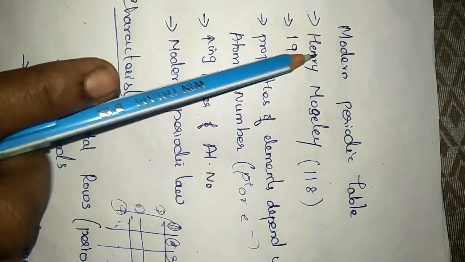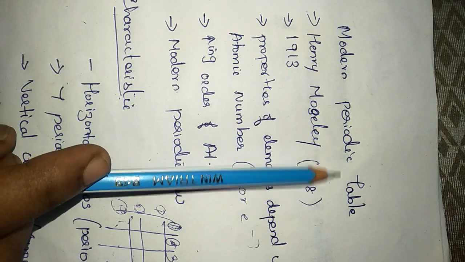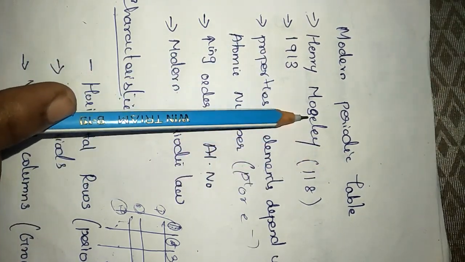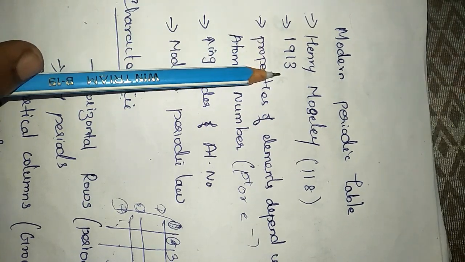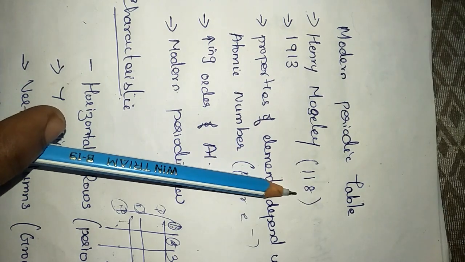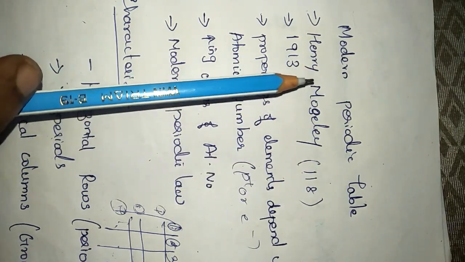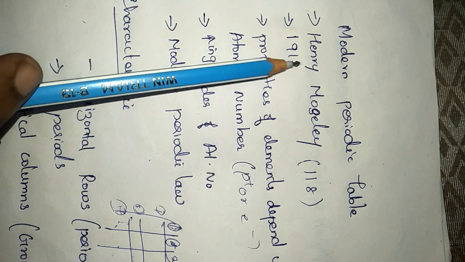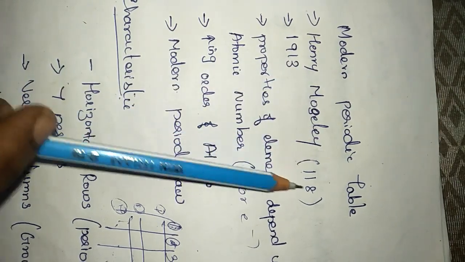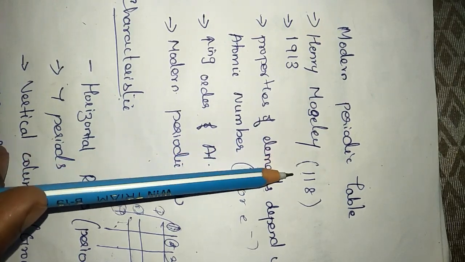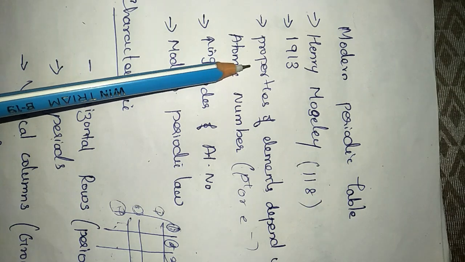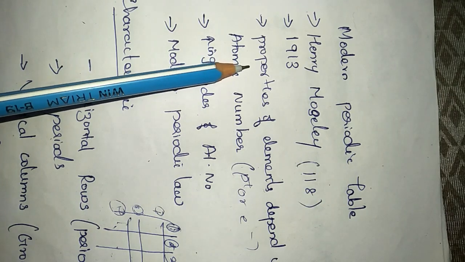So we are going to learn about what? The modern periodic table. This is the table we are following now, and it was designed by Henry Moseley in the year 1913, and this table comprises 118 elements. Okay, students, this is the present table. The present modern periodic table was proposed by the scientist Henry Moseley, and the table contains 118 elements.